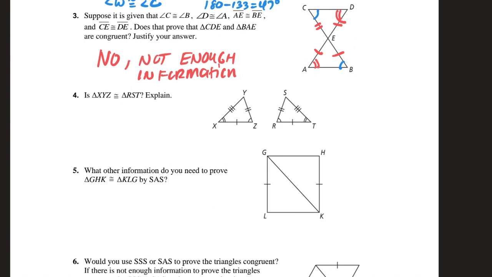Because even though we have two congruent base angles on each triangle, the sides that are opposite can be different side measurements. So I'm going to say not enough information. So they're not congruent.